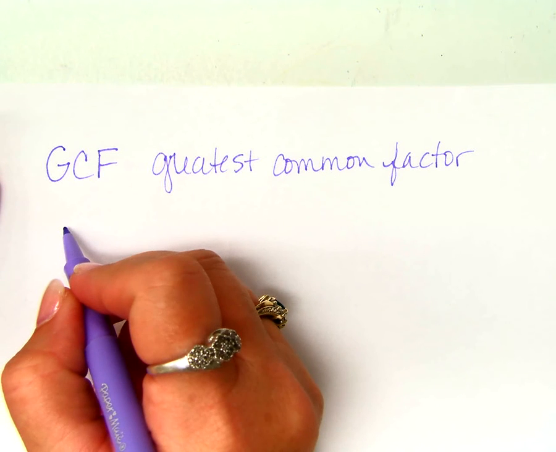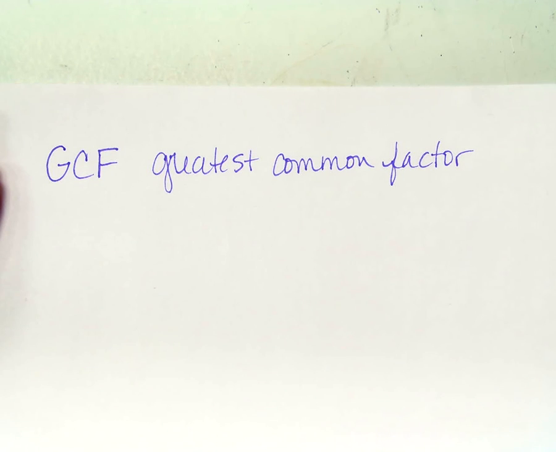What do I mean by that? What if we have a binomial? Wait, what's a binomial? Well, what's a polynomial? We already talked about that. Poly means many. What's nomial? Numbers or terms. So if polynomial means many numbers or terms, what does binomial mean? Two. Two numbers or terms, right?